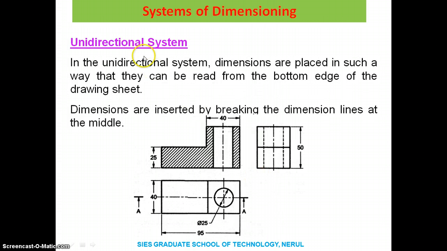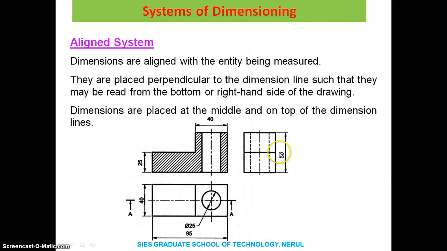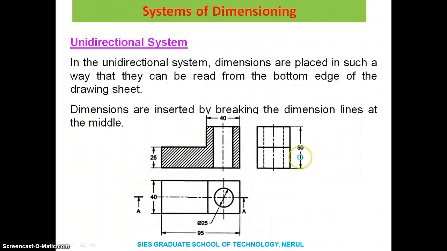The second system of dimensioning is unidirectional system. In the unidirectional system, dimensions are placed in such a way that they can be read from the bottom edge of the drawing sheet. All the dimensions here will be placed such that they can be read from the bottom edge, like this 25, this 50, which were written like this in aligned system, are written in this way. Dimensions are inserted by breaking the dimension lines at the middle in this way.